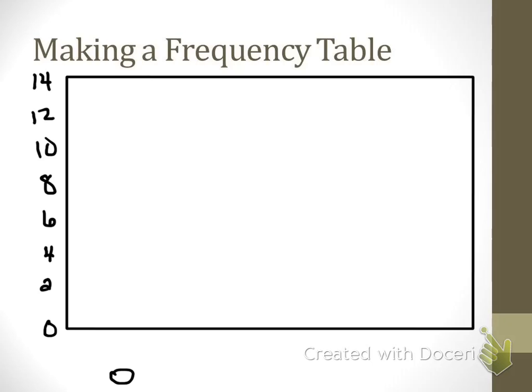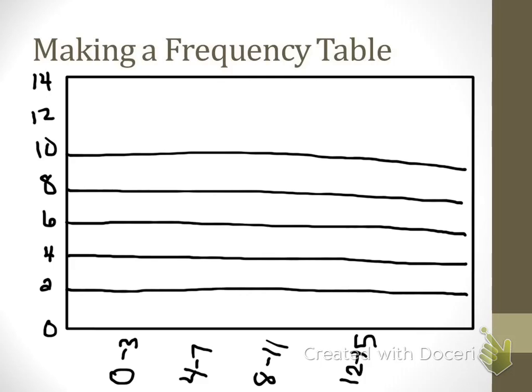Then our category is going to be the intervals. So 0 to 3, 4 to 7, 8 to 11, and 12 to 15. And then we need grid lines. All right, so I'll give you a minute to go ahead and copy down the outline for the histogram. All right, so now's the easy part. How many constellations fall in the 0 to 3 range? How many? 14. Very good.